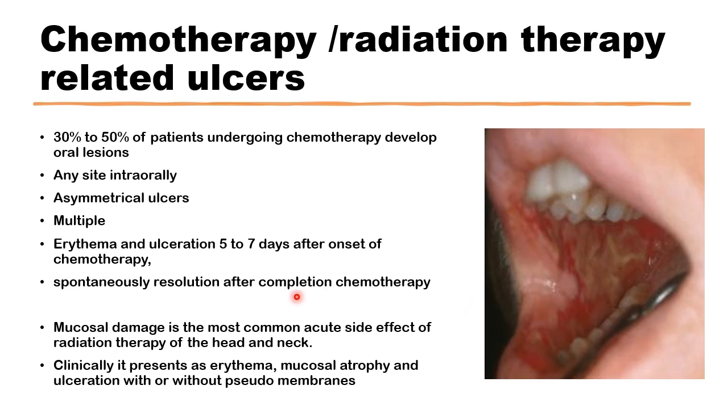Mucosal damage is the most common acute side effect of radiation therapy as well. Again, it presents as erythema and mucosal atrophy, but can also cause ulceration with or without pseudomembranes on top of it.